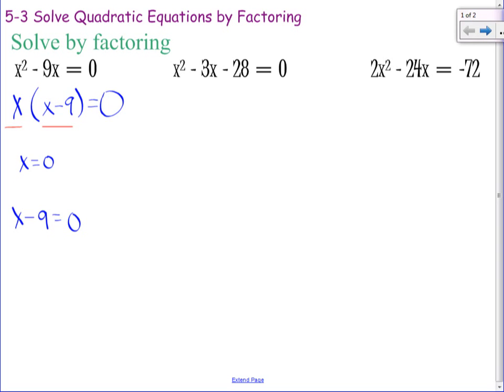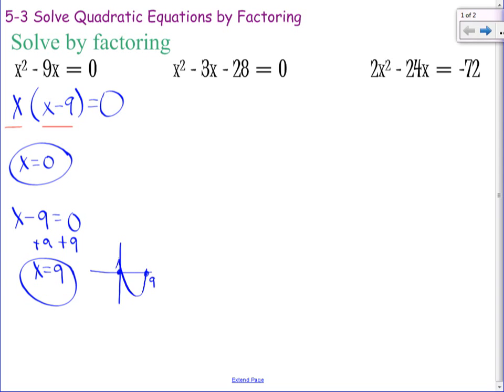Okay. This second one we have to solve for x. The first one already is, but this second one we would add 9 to both sides. So we're always going to get two answers. Okay? If we were to graph the parabola, the x-intercepts would be at 0 and 9. Okay, that's what we just found. You don't have to graph it. I'm just saying this is the reason why we would find these numbers.